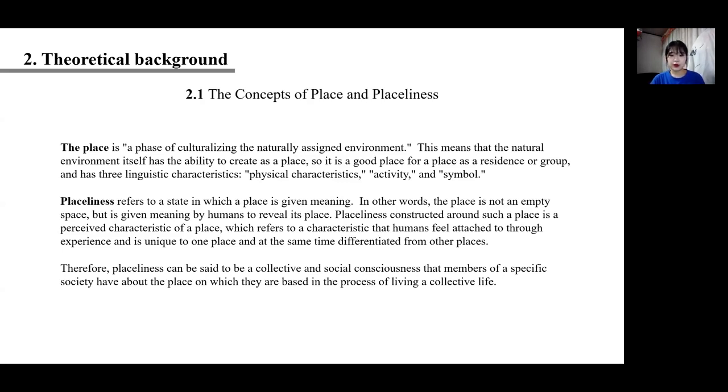which refers to a characteristic that humans feel attached to through experience and is unique to one place and at the same time differentiated from other places. Therefore, placeliness can be said to be a collective and social consciousness that members of a specific society have about the place on which they are based in the process of living a collective life.